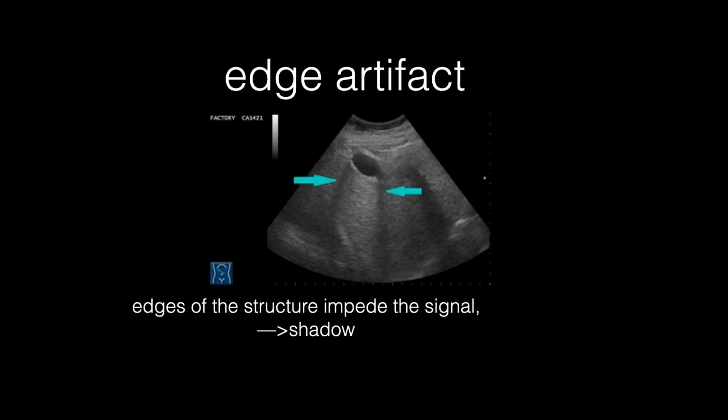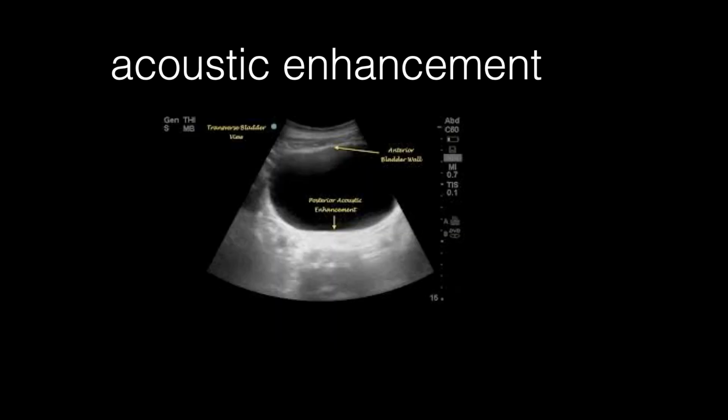Edge artifact will do the same thing. When there's a hyperechoic edge like this, it'll leave a little bit of shadow down both sides of it. Another one to be aware of is called acoustic enhancement, and that's when there's a fluid-filled structure, classically the bladder like this. There's really no impedance of the sound coming down, so the structures deep appear very, very bright. If you're looking for fluid down behind the bladder, it's important to turn the distant gain down here, because you're going to miss some of those fluid-filled structures if it's too bright, secondary to acoustic enhancement.